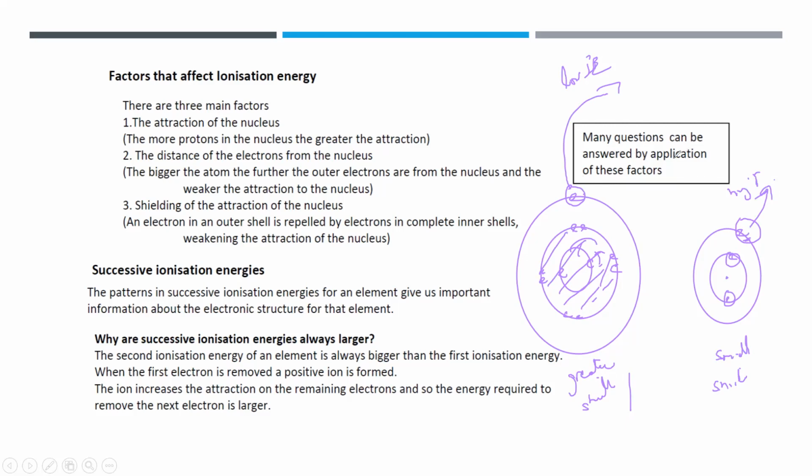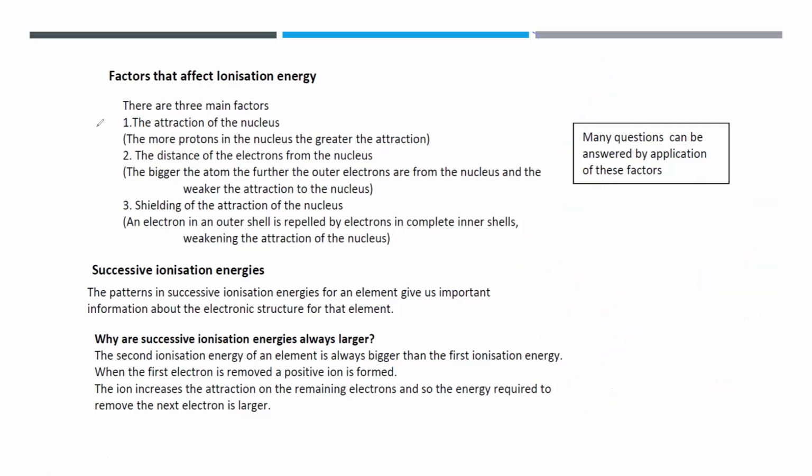The concept of a shielding effect: when electrons are in the inner shell, like charges repel each other. So these inner-shell electrons repel the electron in the outer shell, so this electron can come out easily. But here only 2 electrons are there, so less repulsion, and we need more energy to remove this electron from the nucleus. So 3 factors affect ionization energy: the distance from the nucleus, the charge of the nucleus, and the shielding effect.